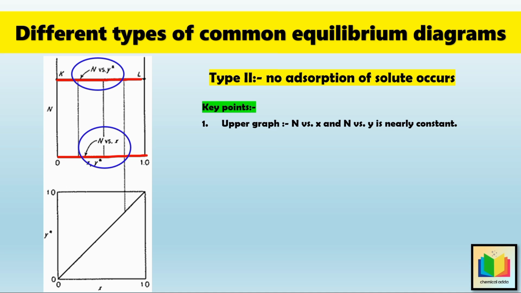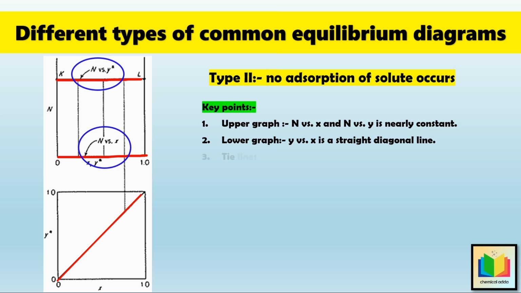Then we can see that, in the lower graph, the y versus x curve is a straight diagonal line. So as the equilibrium line is perfectly linear, and forming a diagonal, from the origin to the top right corner, which means that solute concentration in the solid and liquid phases is always equal at equilibrium.